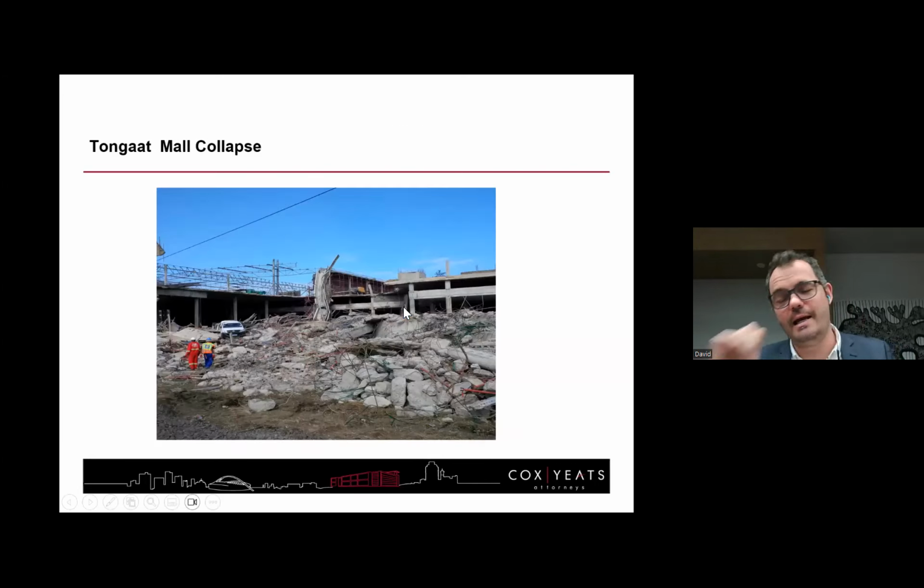So right, investigations I've been on that have taken years to complete. This is the Tongaat Mall collapse, where a post-tension concrete deck failed.